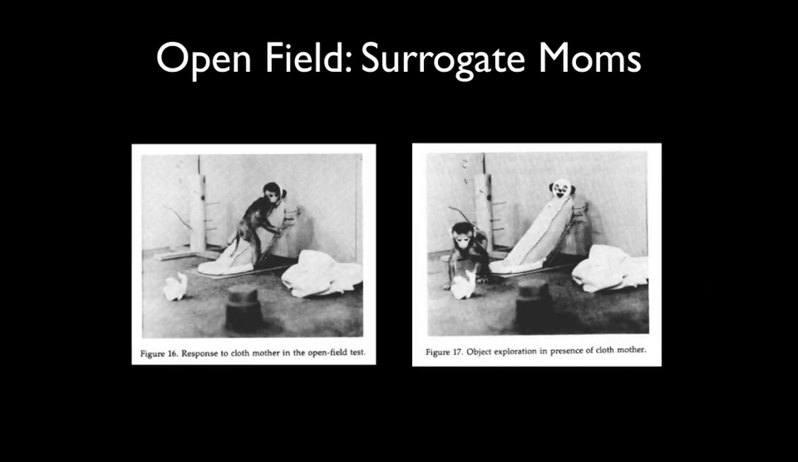Likewise, when these baby monkeys are in a strange situation where they have an opportunity to explore, they use their cloth mother surrogate as a home base to explore the world around them. By analogy, this tells us an important fact about attachment, which is that secure attachments serve as a way to provide human children with a home base to explore the world.